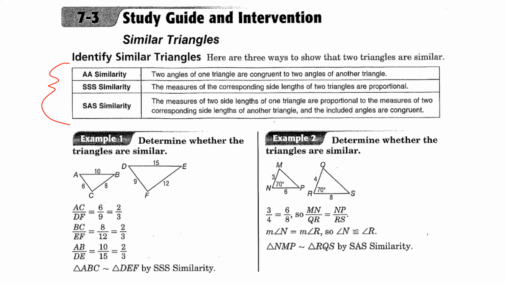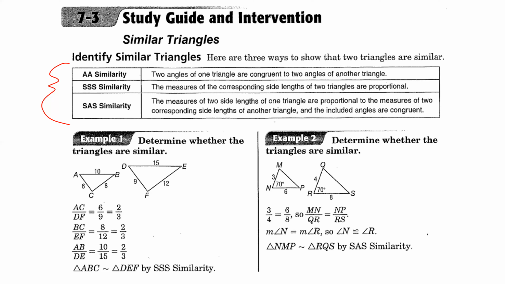And the last one, if you have 2 sides that are proportional and the angle between them is congruent, then the triangles will be similar. So those are 3 shortcuts for similarity that we're going to talk about. And then they give us a couple of examples here.